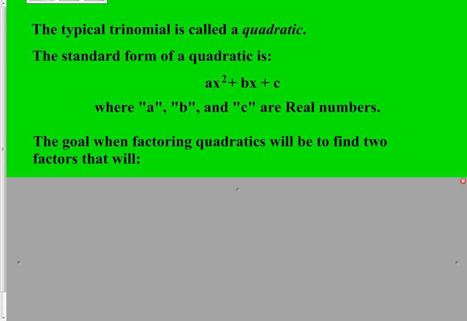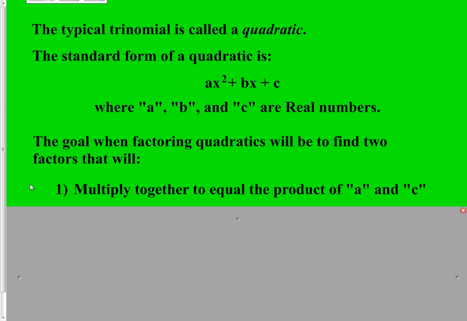Now, our goal when we are factoring a quadratic is going to be to look for two factors that will meet a couple of conditions simultaneously. The first condition is this. We will want those two factors to be able to multiply together to equal whatever the product of the A term and the C term is from our problem. And you'll get a better idea of what that means here in a few minutes.